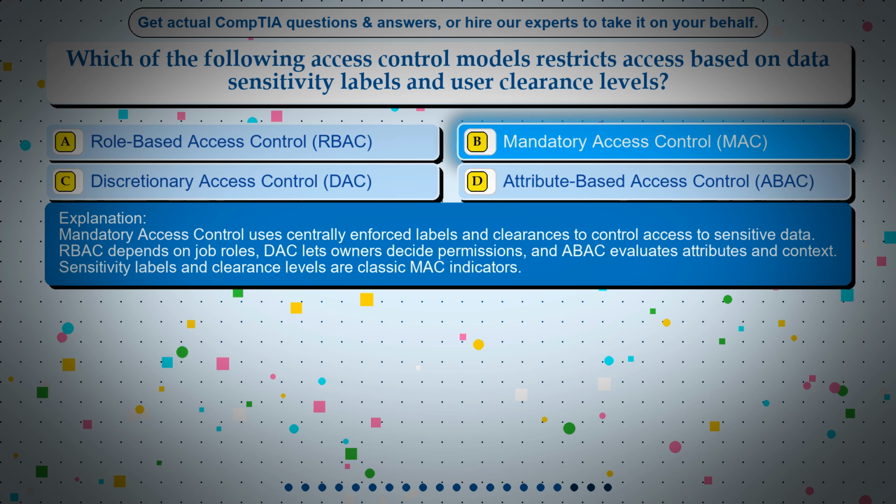Mandatory access control uses centrally enforced labels and clearances to control access to sensitive data. RBAC depends on job roles, DAC lets owners decide permissions, and ABAC evaluates attributes and context. Sensitivity labels and clearance levels are classic MAC indicators.